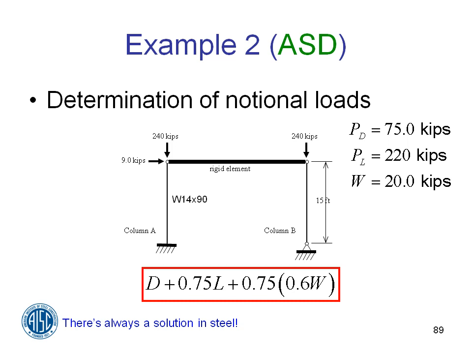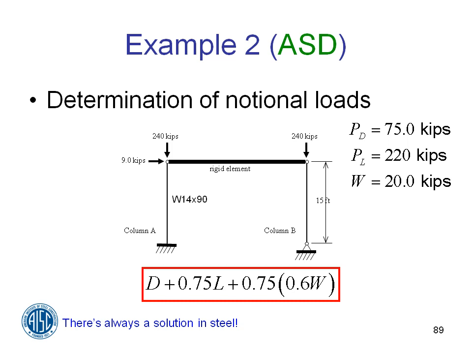I have a very simple little example here. We've got a little structure with a dead load of 75 kips and a live load of 220 kips and a wind load of 20 kips. And for this particular load combination, you see that there is a lateral load of 9 kips.